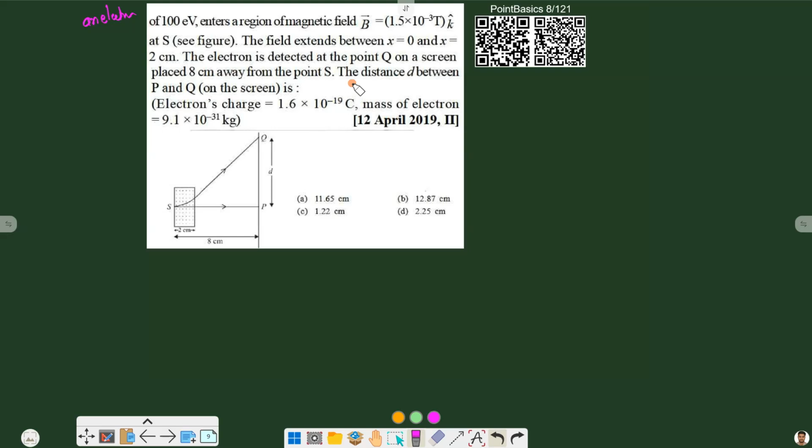The distance d between P and Q on the screen is, so we have to find out this distance P and Q. So to find out this distance, we have to form an equation between velocity, and then using that equation we will find out the coordinates.